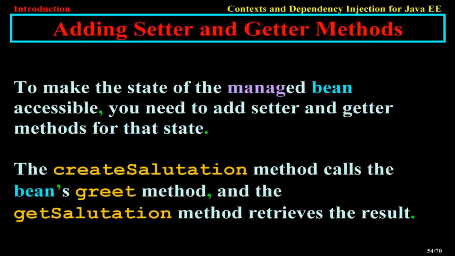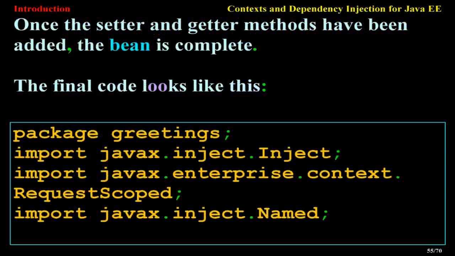To make the state of the managed bean accessible, you need to add setter and getter methods for that state. The createSalutation method calls the bean's greet method, and the getSalutation method retrieves the result. Once the setter and getter methods have been added, the bean is complete. The final code looks like this.